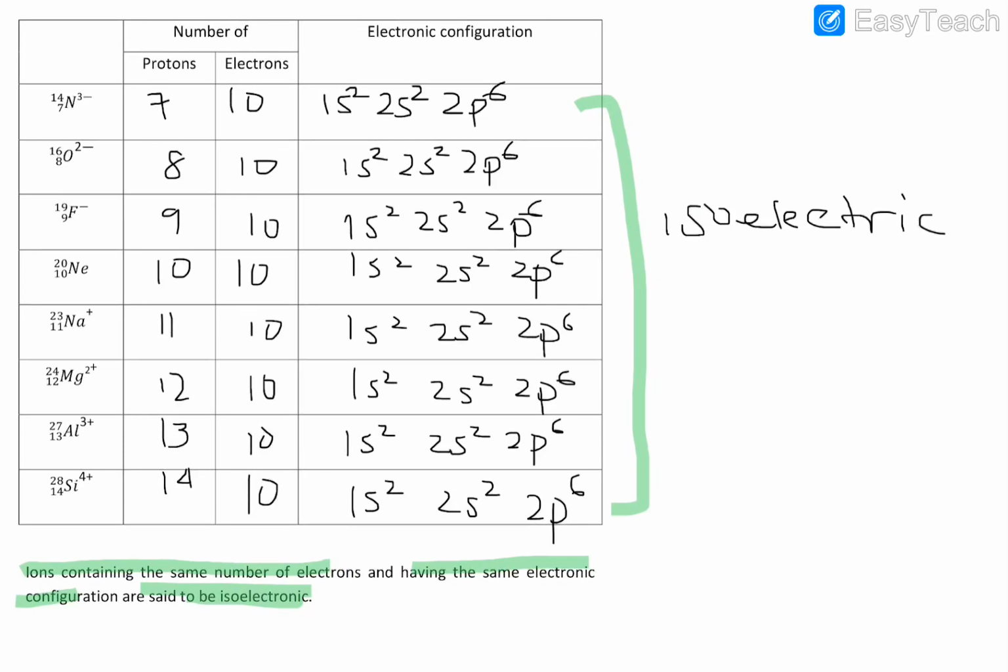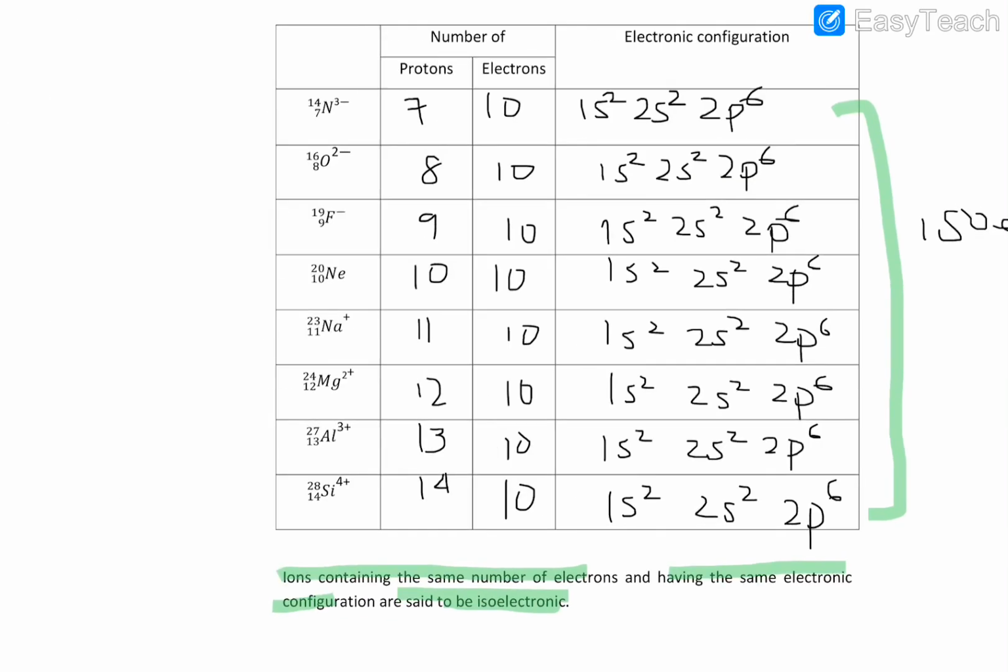And you will see isoelectricity for all the non-metals before and metals after a noble gas. So that's the noble gas. The elements before and the elements after are going to have the same electronic configuration, so the ions of these elements will have the same electronic configuration.